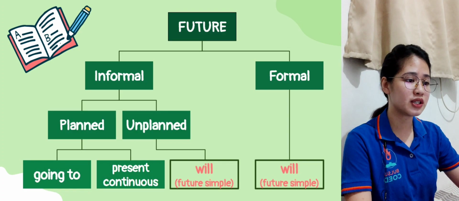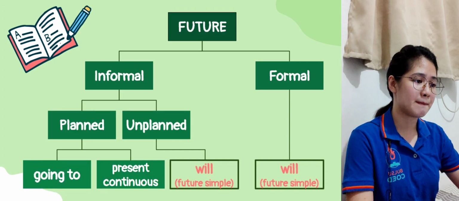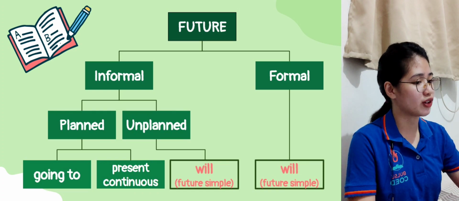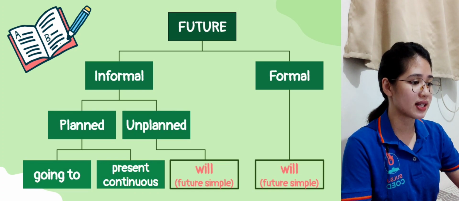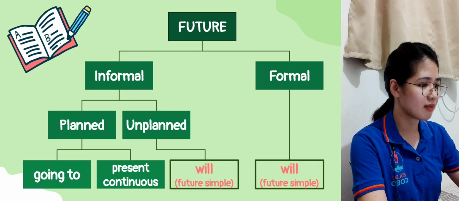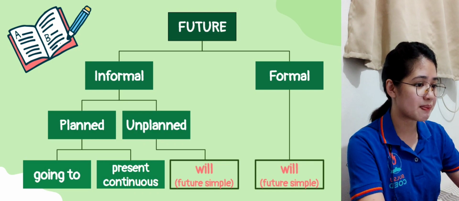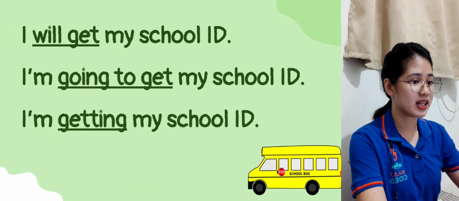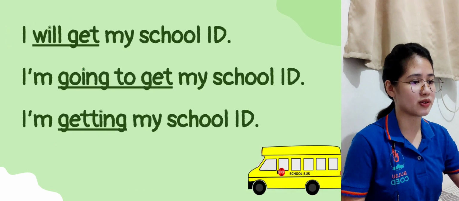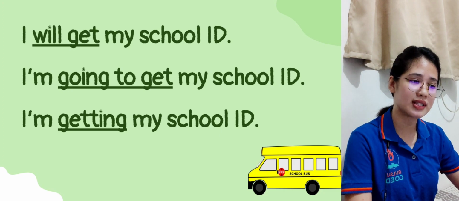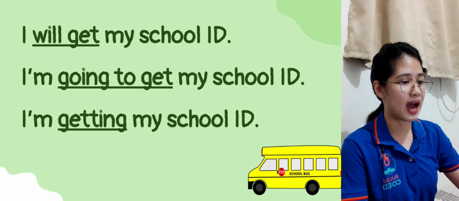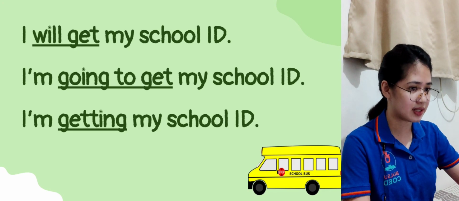In choosing what to use, first, we have to know if it is formal or informal. If it is for formal use, like academic, business, or even speaking and writing, we use will. For informal use, let us look at this diagram. Is the thing you're talking about planned or unplanned? Let's start with these three examples. I will get my school ID. I'm going to get my school ID. I'm getting my school ID.